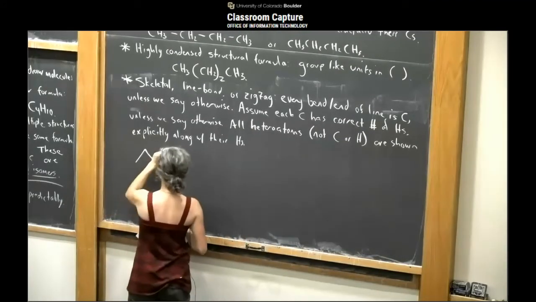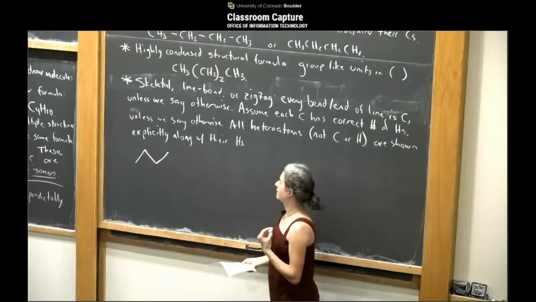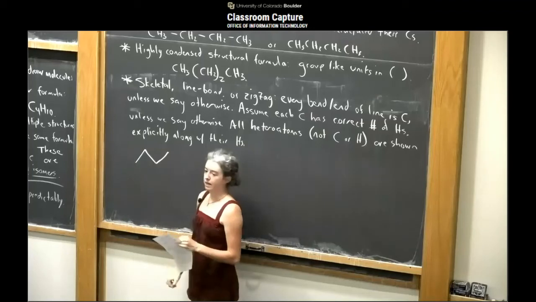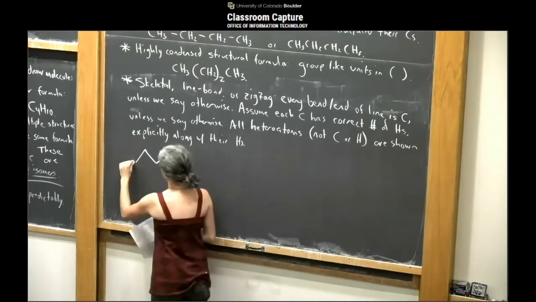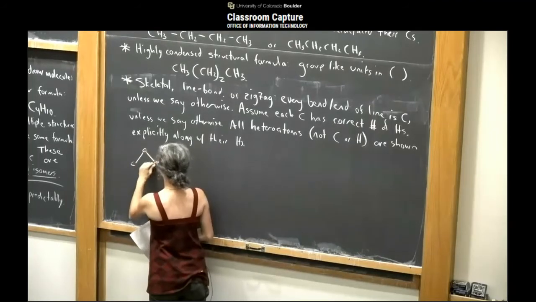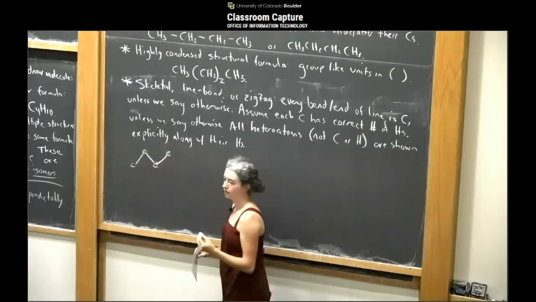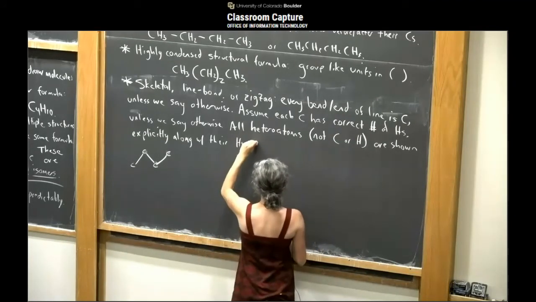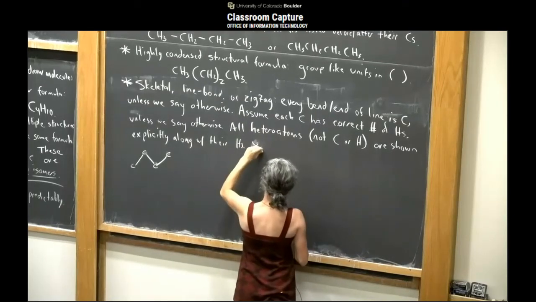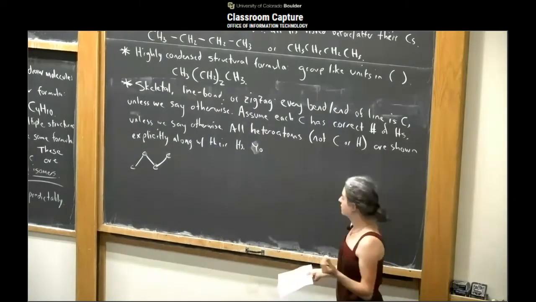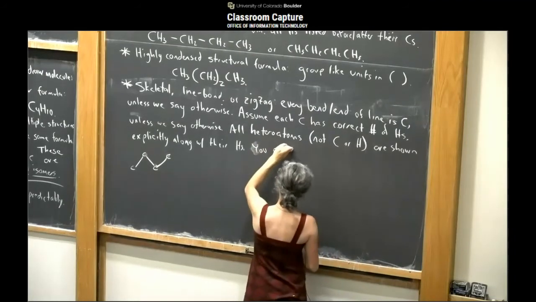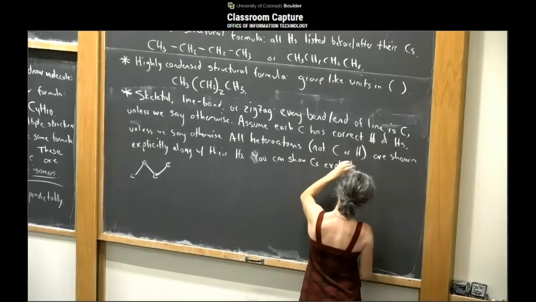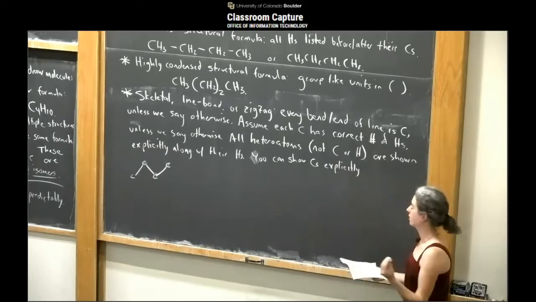Butane, the one that we've been using so far, is just that. Much faster and easier to write than a bunch of C's and H's. Just to double check, every bend or end of a line is a carbon. So carbon, carbon, carbon, carbon. I guess one thing I didn't write out here is you can show carbons explicitly like I've just done, but if you do that, you have to show all of their H's.